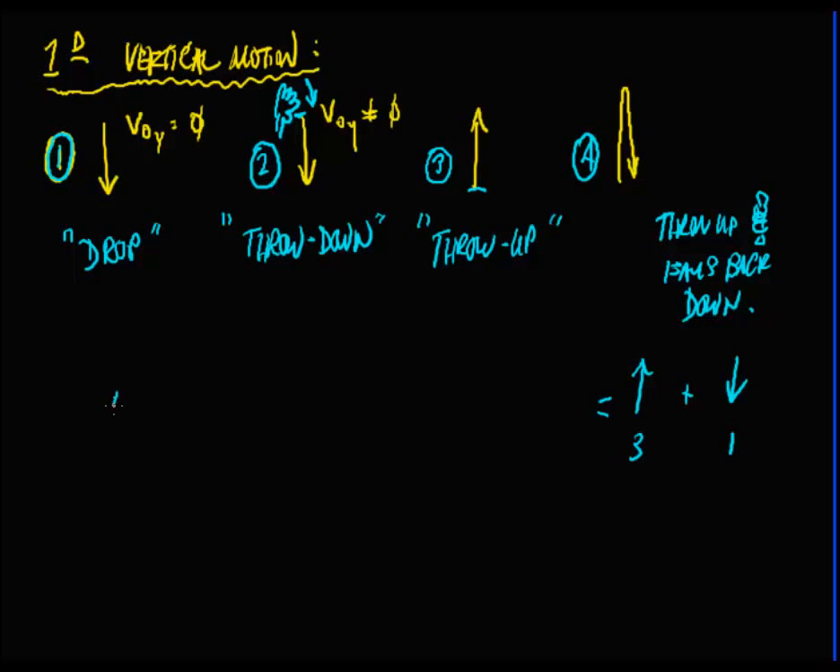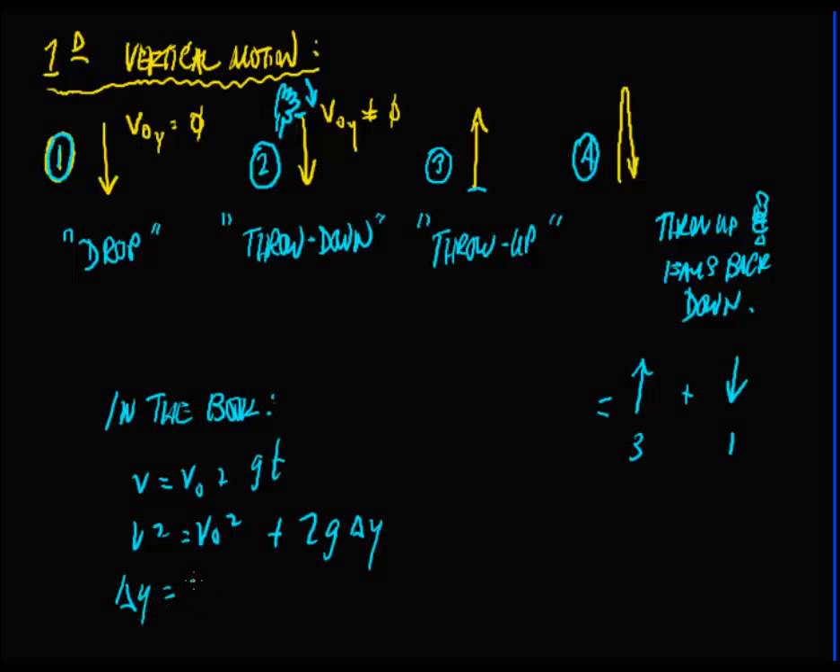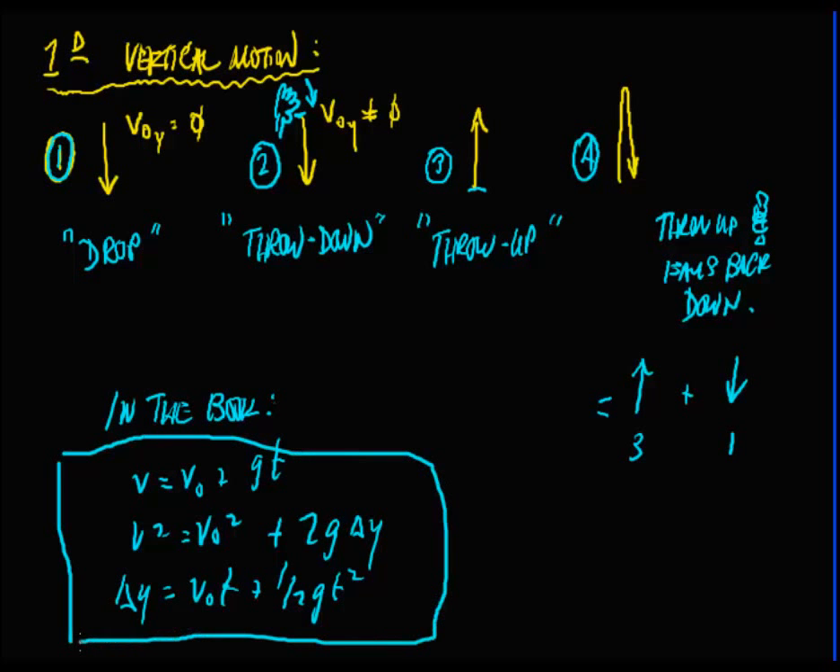Now, in the book, understand, and in many books, what they're going to do is use those 3 equations to solve all of this. Alright, where are we here? 3 equations: v equals v0 plus g t; v squared equals v0 squared plus 2 g delta y; and delta y equals v0 t plus half g t squared. The book is going to apply these 3 equations to all of these, and we have to adjust the equations depending on how it is. It'll try to solve it all in one shot.